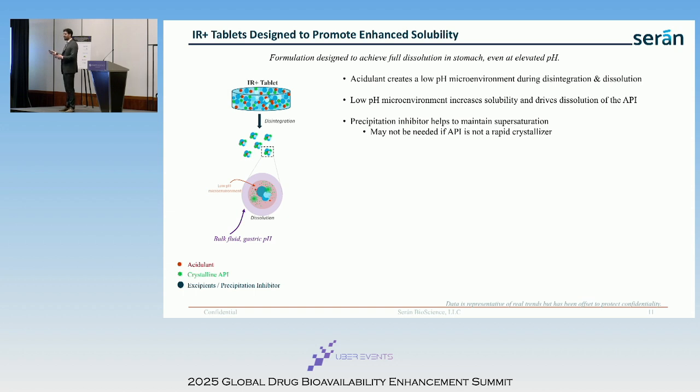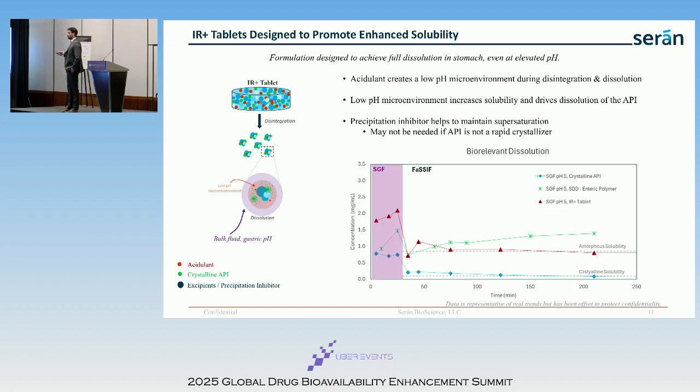Now, I mentioned that this API in particular is not a rapid crystallizer, so the precipitation inhibitor may or may not be necessary, but especially for strong crystallizing salts or crystalline forms, a precipitation inhibitor would probably help. So we took this formulation and we put it in our same dissolution experiment, right? High gastric pH, we should be low solubility, but the acidulant is able to drive the API into solution.